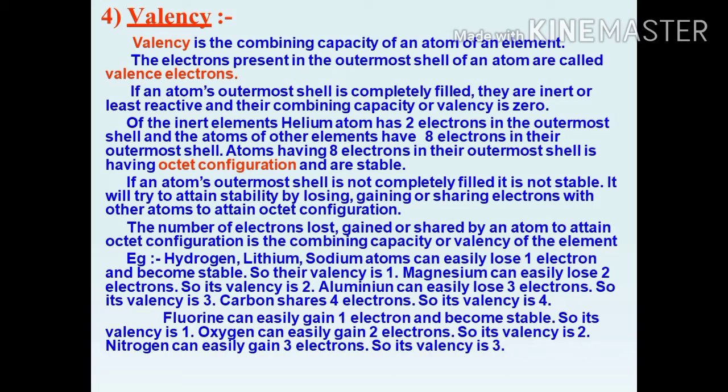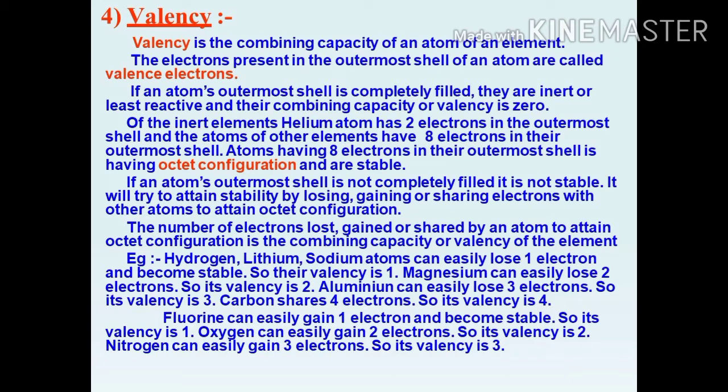For example, nitrogen's outermost shell contains 5 electrons. How many electrons are needed to complete that orbit? 3 more electrons. How do we get the answer? A total of 8 electrons are needed. The outermost shell should contain 8 electrons for filling. Here nitrogen has only 5. 8 minus 5, so the remaining 3 electrons are needed. So the valency is 3.